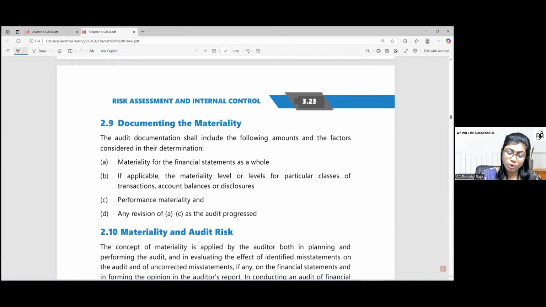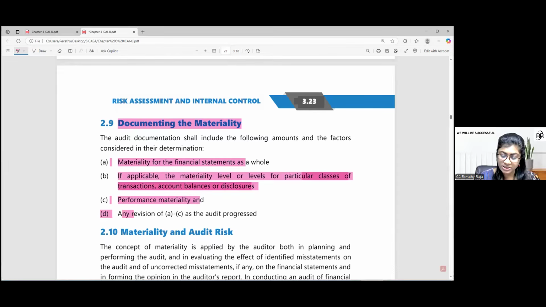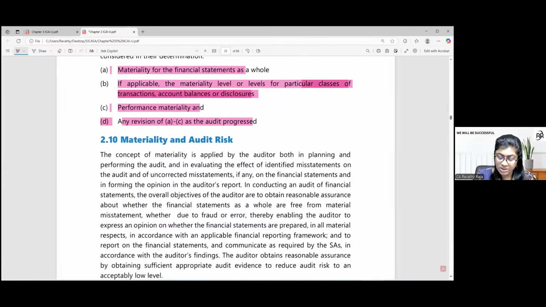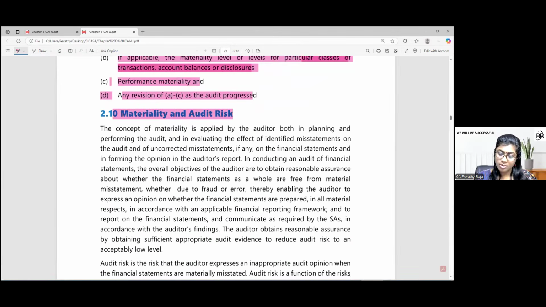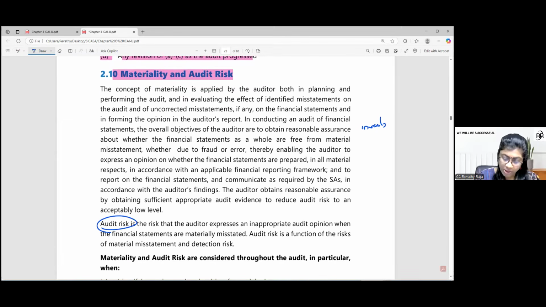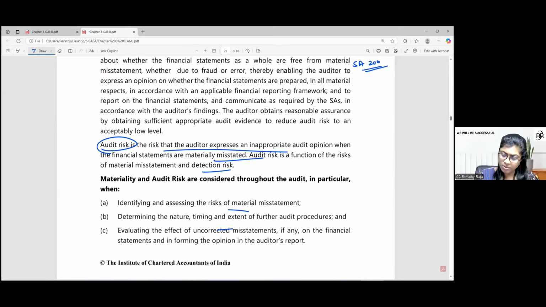Now, finally, you have to document. What all will you document? Materiality, materiality for ABCD, performance materiality, any revision. Now, what is the relationship between materiality and risk? Materiality and risk are inversely related. That's what they have said here. They have said about SA 200, then about audit risk. The audit risk definition is about SA 200, reasonable assurance. The three points on which materiality is a basis we have already discussed above, so these are repeated. So there is an inverse relationship.